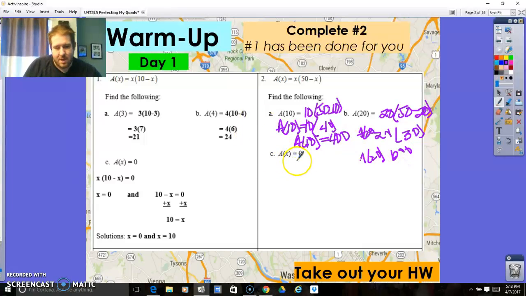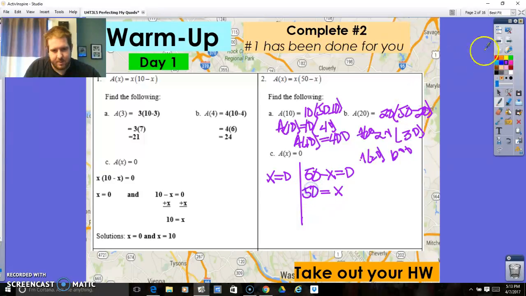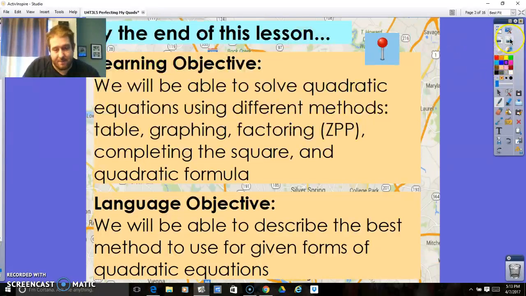So what is the answer equal to 0? So we can say x equals 0 because that's one factor right there. And we could also solve the other one, so 50 minus x equals 0. I can just simply add x to both sides, and that tells me that x must equal 50. There's your two answers, 0 and 50.